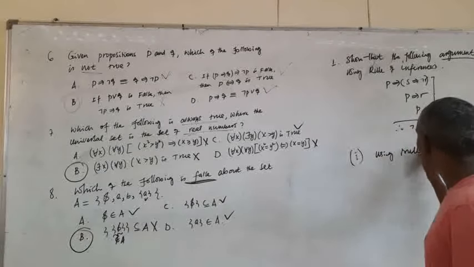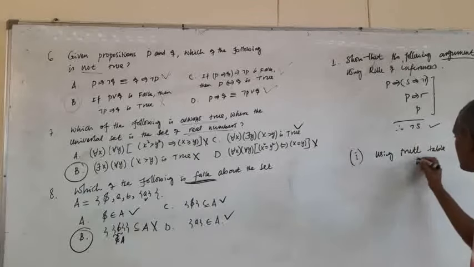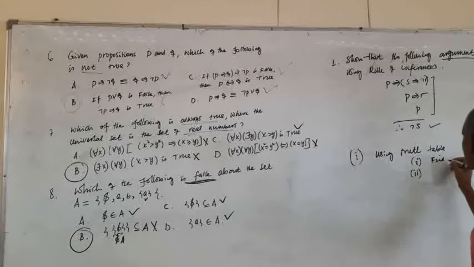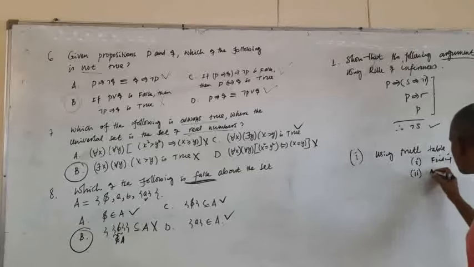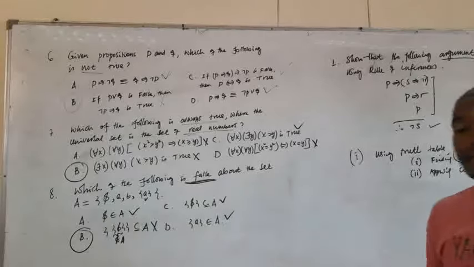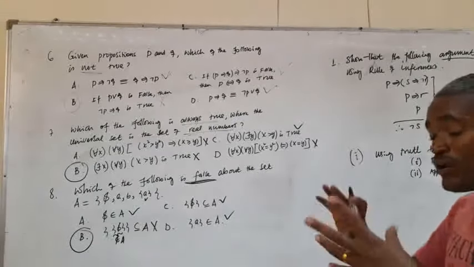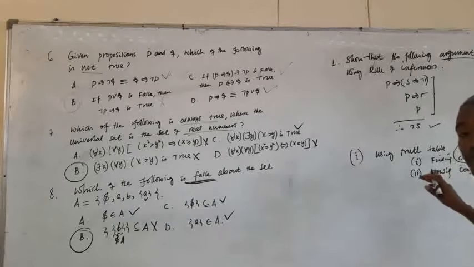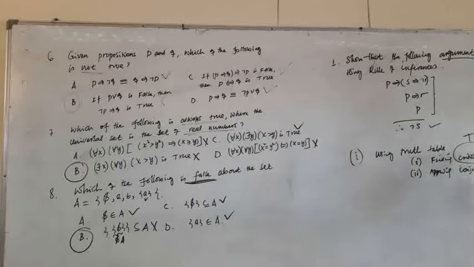Using a truth table. In a truth table, we have two ways. One is by finding the critical rows, and the other is applying conjunction and implication. Finding a critical row means that after constructing the truth table for the argument, we are going to find those rows such that all the premises are true. Those rows are said to be critical rows.